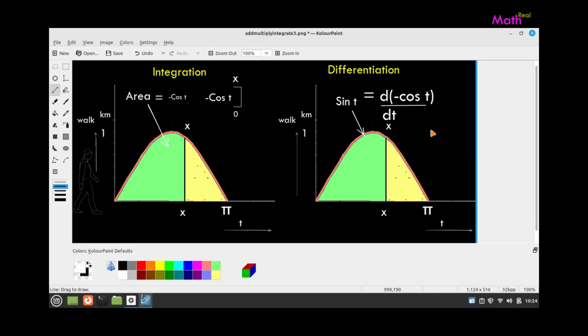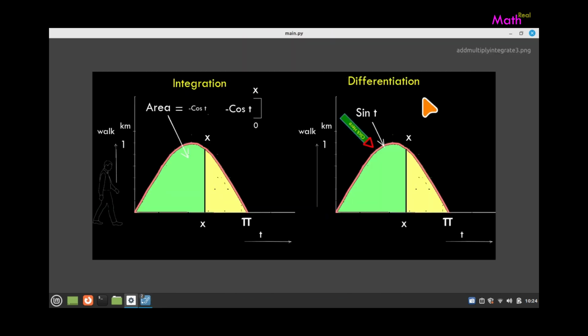Okay, so if I know the equation of this line is sin t, then that equation can be brought back by differentiating the area. If I know the area of this kind of sinusoidal speed is minus cos t, then if I differentiate minus cos t, I'll get back the speed. So that is sin t.